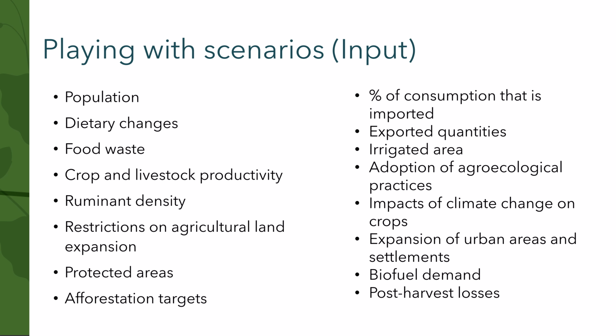And finally, urban areas and settlement expansion can also be incorporated into the analysis, completing studies on land use change, as well as biofuel demand and post-harvest losses. By combining these variables, the model provides a comprehensive framework to explore the intricate relationships between policies, practices, and outcomes across multiple dimensions. We've explored the wide range of inputs the model can accommodate. Now let's dive into the results and outputs it generates.